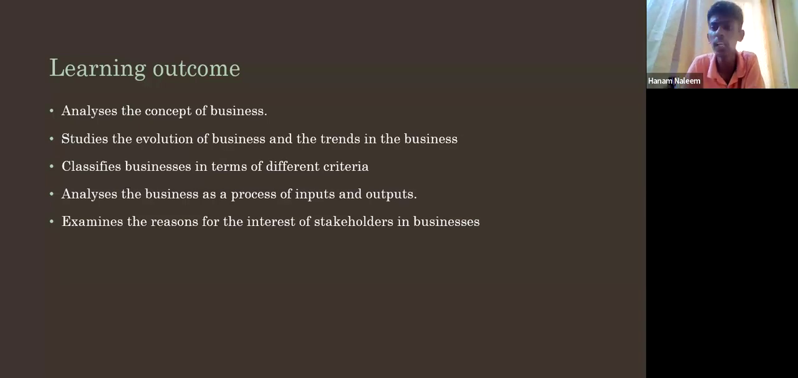The fourth one is the inputs and the outputs of a business. When you take anything, there is a process, right? Input, process, and output. And the last one is the stakeholders, the parties who are very much interested in the business. These are the topics we'll be covering in this chapter, one by one. So now we'll start the first thing.